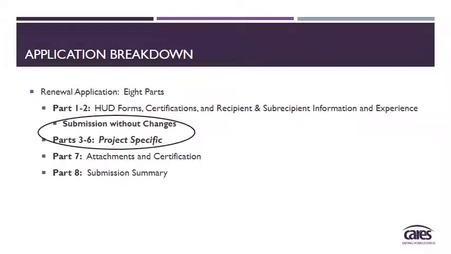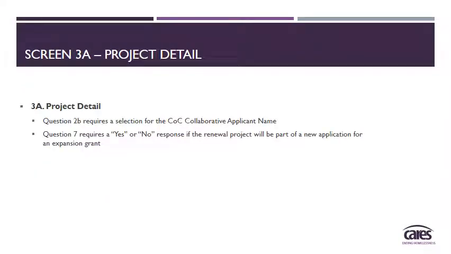We're now going to go through some of the screens for parts 3 through 6. As a note, these screens are project specific, which means that they'll be different if you have a permanent supportive housing project versus a rapid rehousing project or a support service only project. On screen 3A, you will select the COC collaborative applicant name, which is CARES. You'll find it listed in the ESNAPS server as Corporation for AIDS Research, Education, and Services. You'll also note under question 7 if the renewal project will be part of a new application for an expansion grant or not.